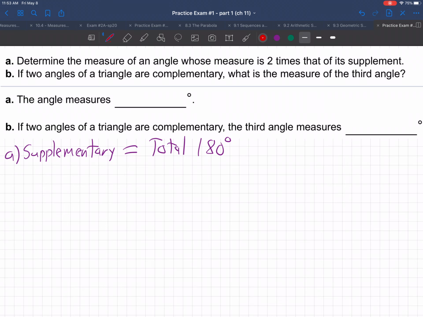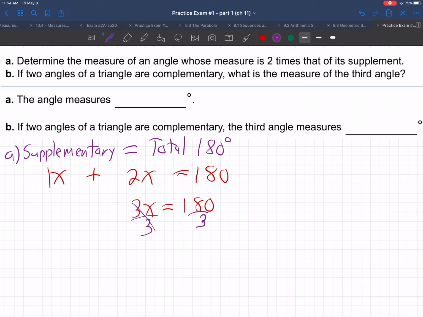So one of the angles is x and the other is 2x, and they add to be 180 degrees. So let's solve that formula for x. This is 1x and 2x is 3x is 180. Divide by 3. X is 60. So let's go back to our original setup.